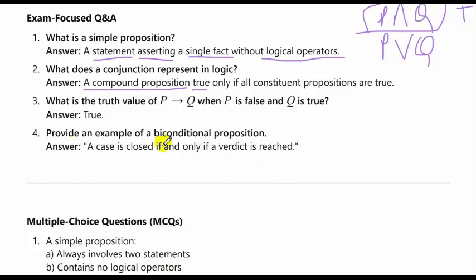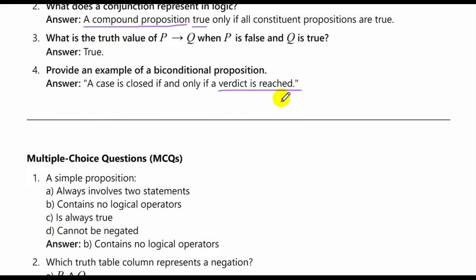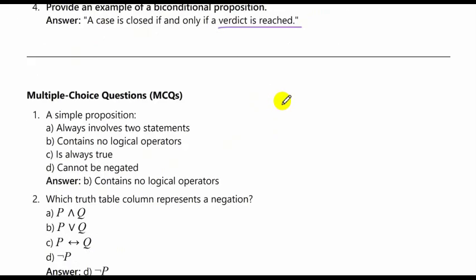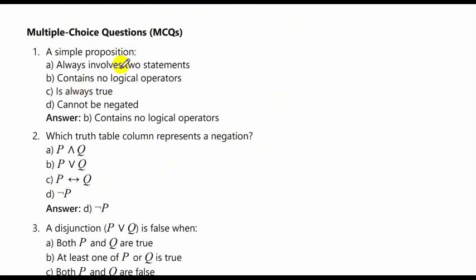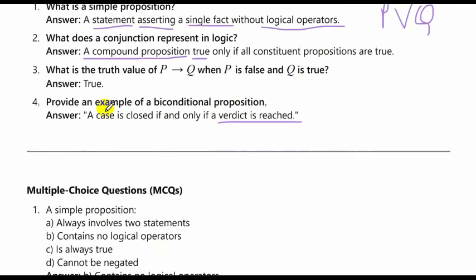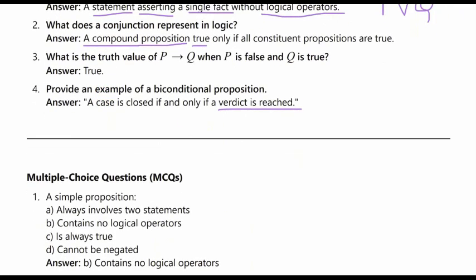Provide an example of a biconditional proposition. Answer: A case is closed if and only if a verdict is reached, that is, a judgment is given. Multiple choice questions. A simple proposition always involves two statements, contains no logical operators, is always true, cannot be negated. The answer is: contains no logical operators. Sorry, I already gave away the answers.